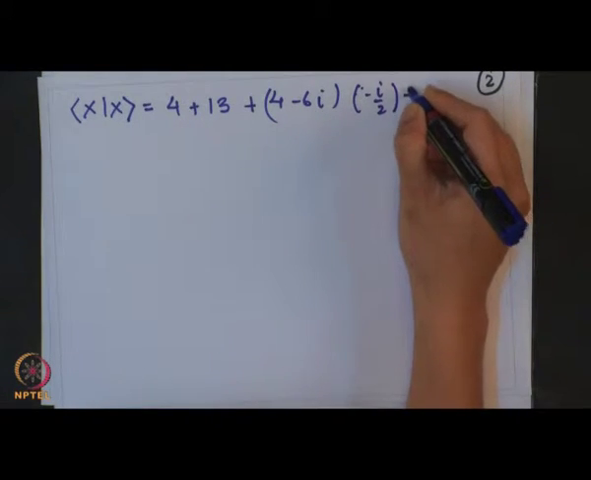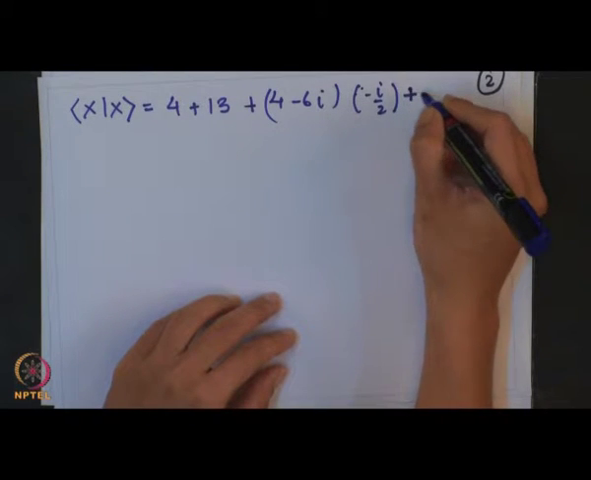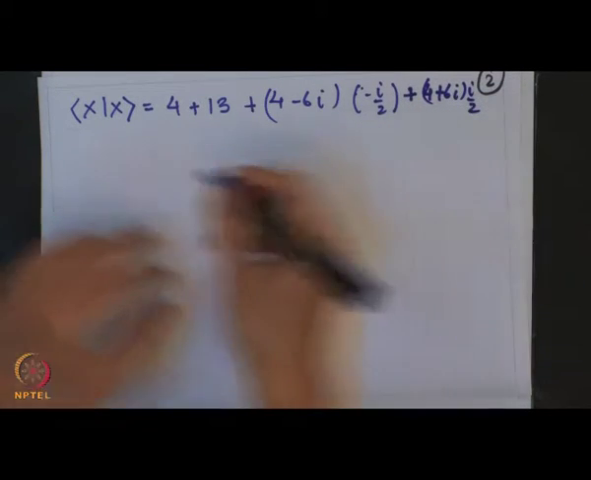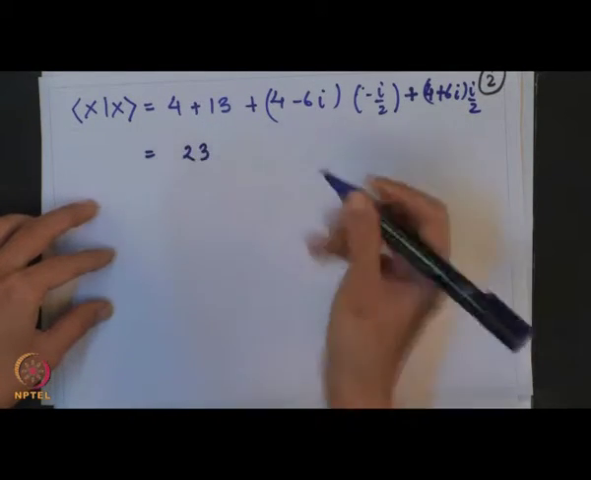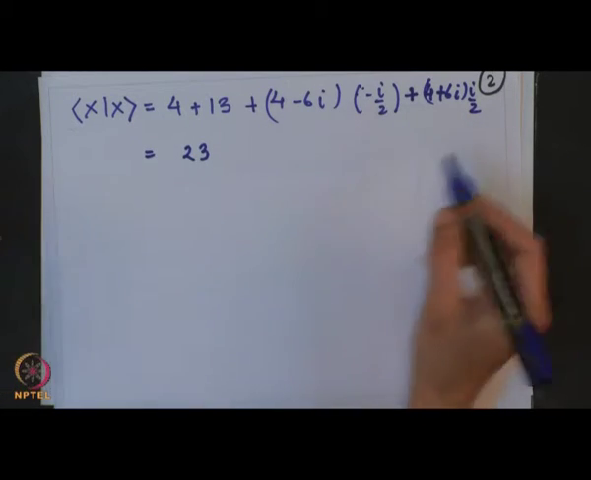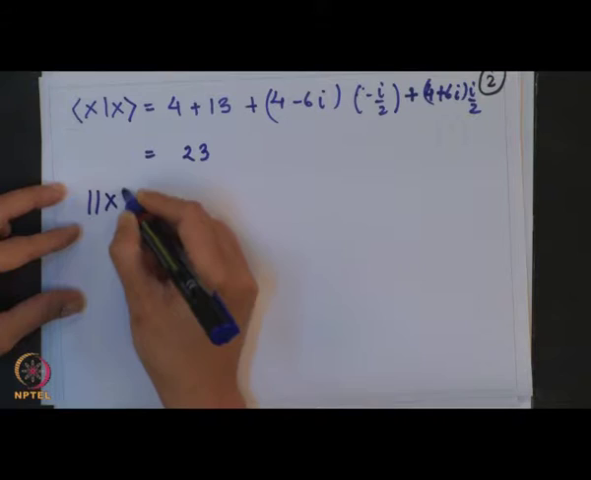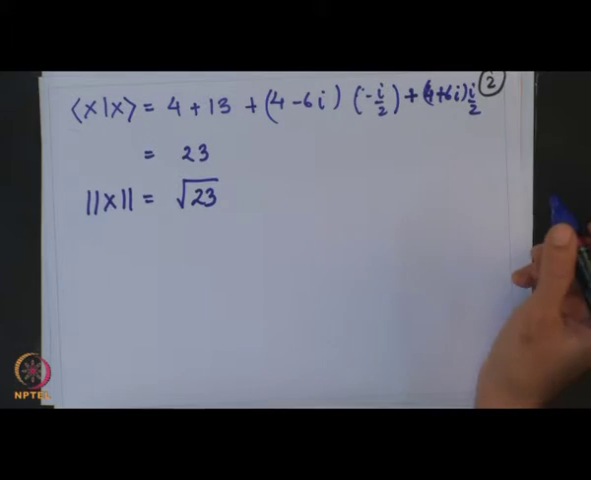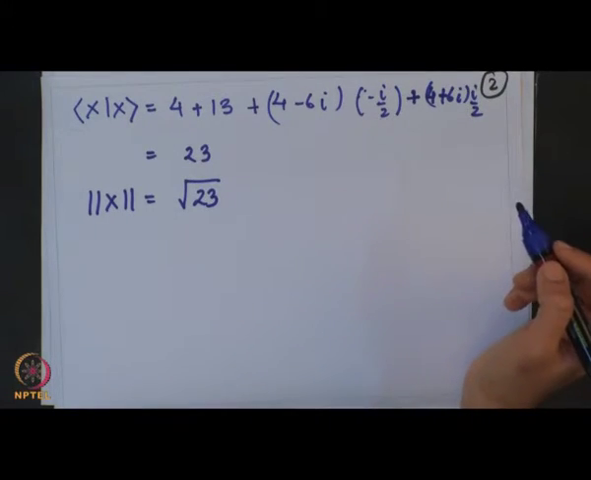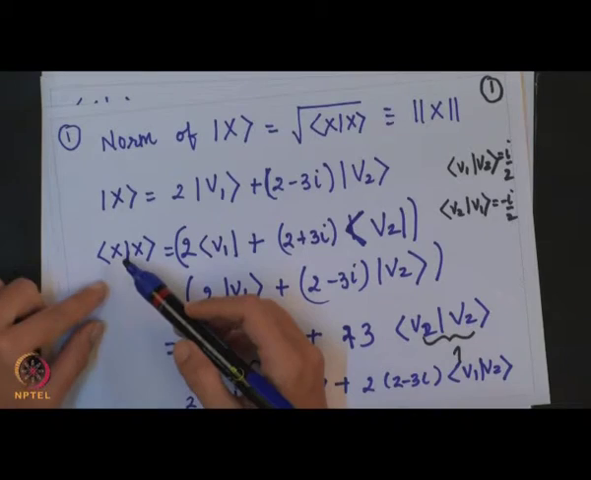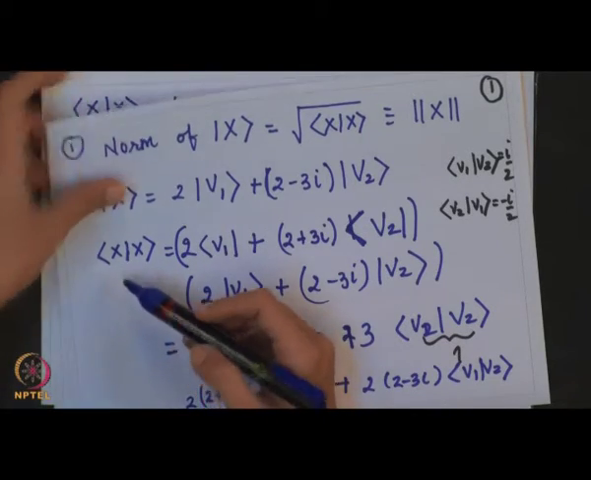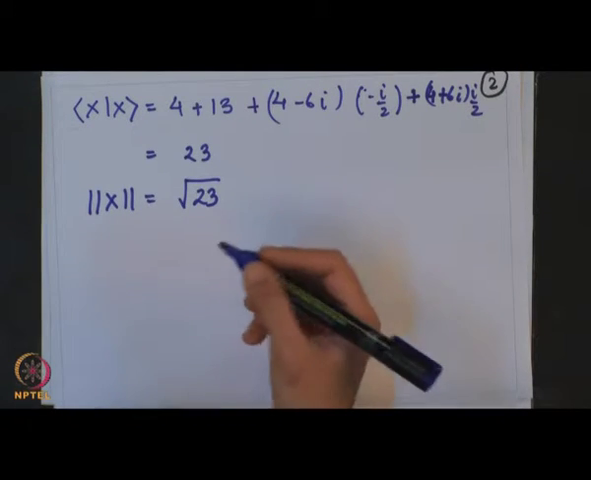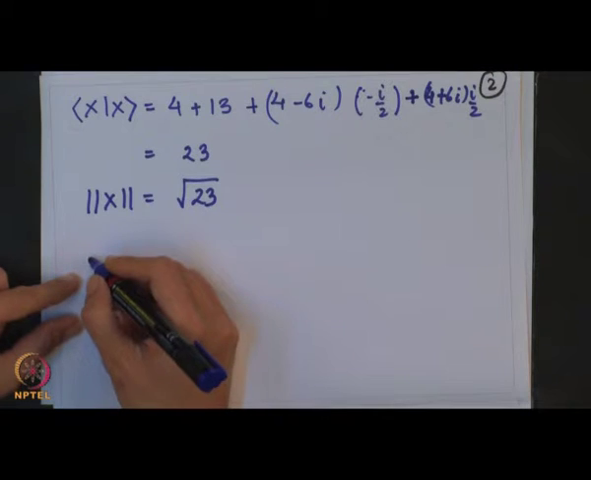plus we have 4 plus 6i into i by 2. So this would simply give me 23. You add up all of this and you obtain that the norm of x is the square root of 23. So we have calculated the norm of x, which is now the square root of 23. This is what we obtain by calculating the norm of x.